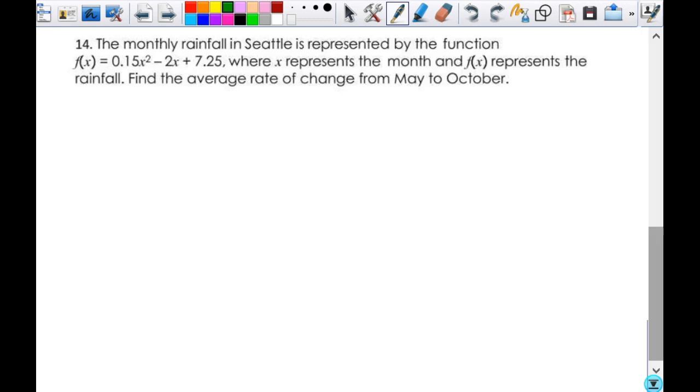Okay, so there were some questions about what to do for my interval. Do I start with 1? Do I start with 0? Do I start with 5, because May's the 5th month? I want you to think about this. When you get stuck on things like that, you have to ask yourself, what makes sense?